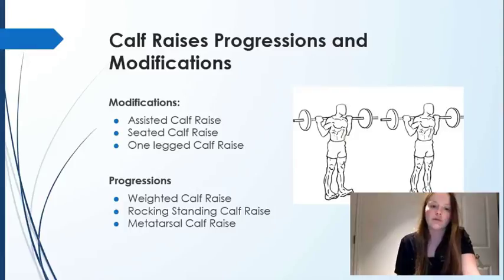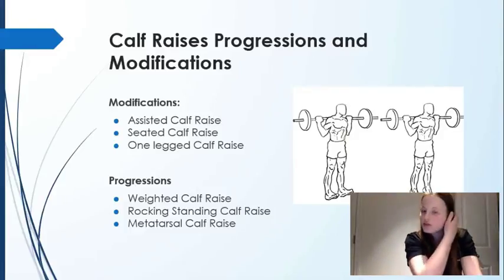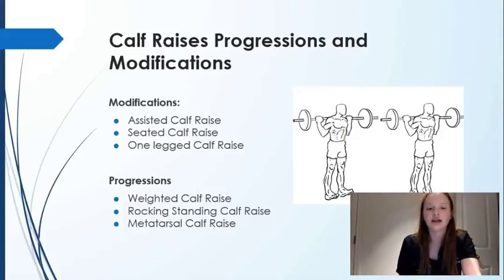A progression would be a weighted calf raise, so just some nice weights, whatever you want to use, barbell, dumbbells, you choose. A rocking standing calf raise: start off on your heels and roll through your foot and go to a nice calf raise there, and then roll back down. You can do that weighted or not. And a metatarsal calf raise for a progression would be, instead of being on the ball of your foot, we're going to move it back a little farther, so it's just your toes on the surface, adding a little bit more weight to your body, as well as making sure your core is a little more stabilized, and so it's just a little harder to balance.